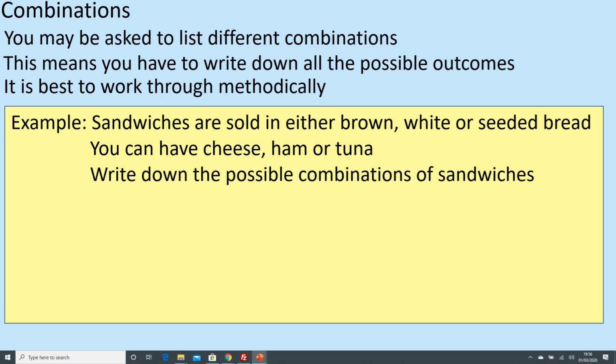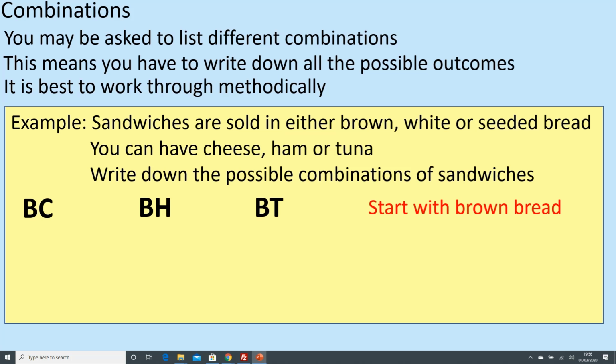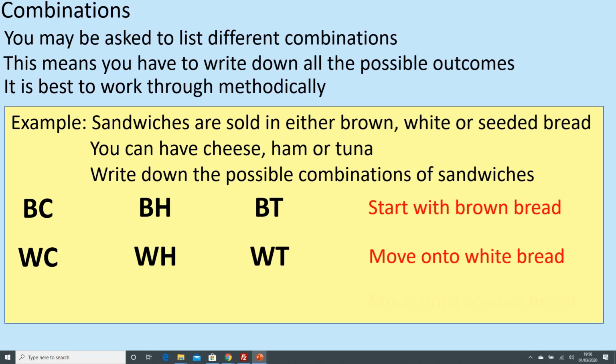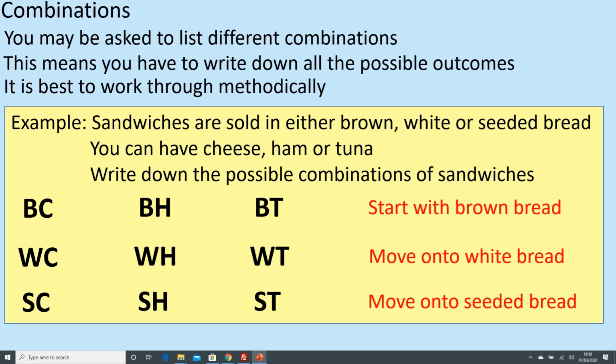Logistically, you should be thinking: if I've got one type of bread, i.e. brown, then what are the options in terms of that? If I go for brown bread, for example, then I'm going to have brown with cheese, ham or tuna. A good way of writing this down is to abbreviate it, so it's not as complicated. So I've got my options for brown. I'm going to have the same options for white, and the same options for seeded, and they're going to be my 9 combinations.